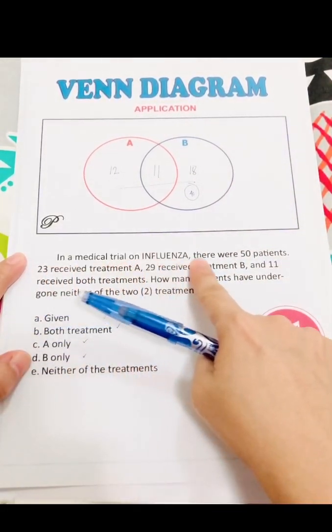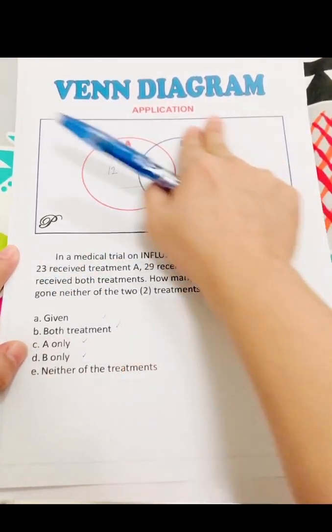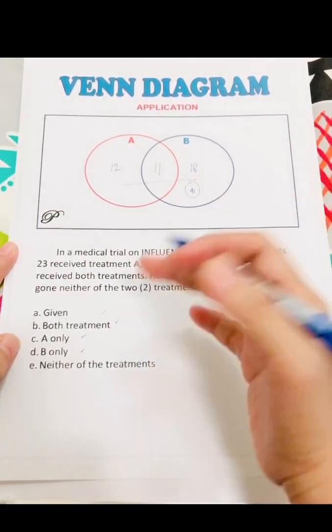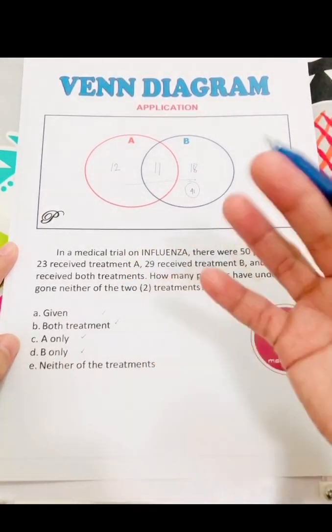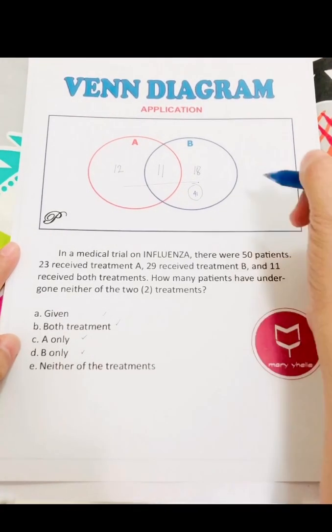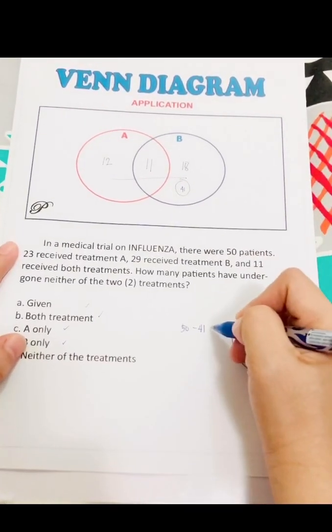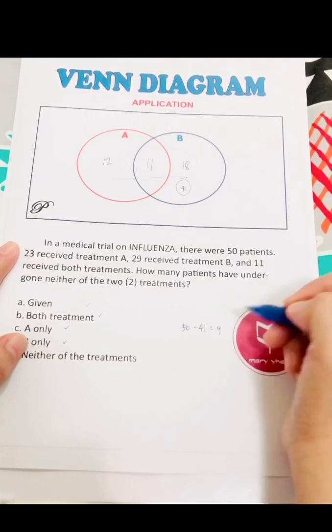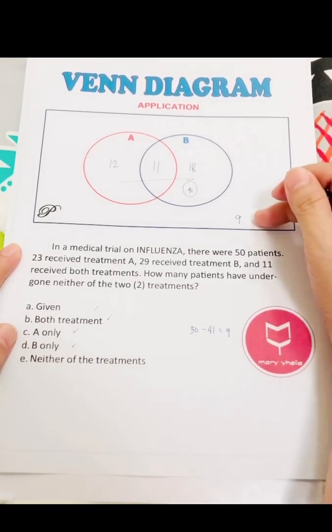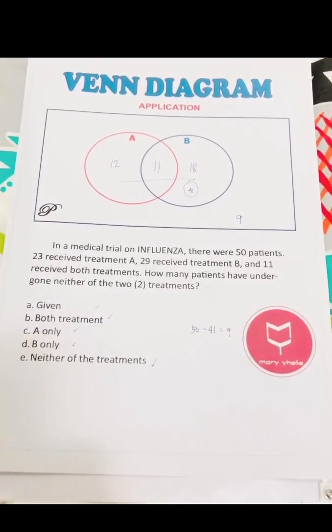But if you're going to look at it, there were 50 patients. That means all of them are 50 patients. Now, for the question of neither of the treatments, neither A nor B, we will be able to get it by subtracting 50 minus 41. And that would be equal to 9. And this 9 would be outside your Venn diagram. And that means these 9 patients are the ones who didn't receive any treatment at all.